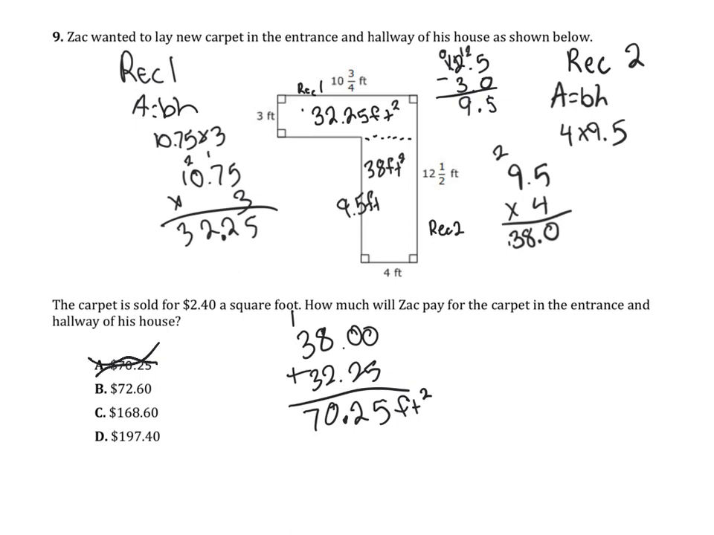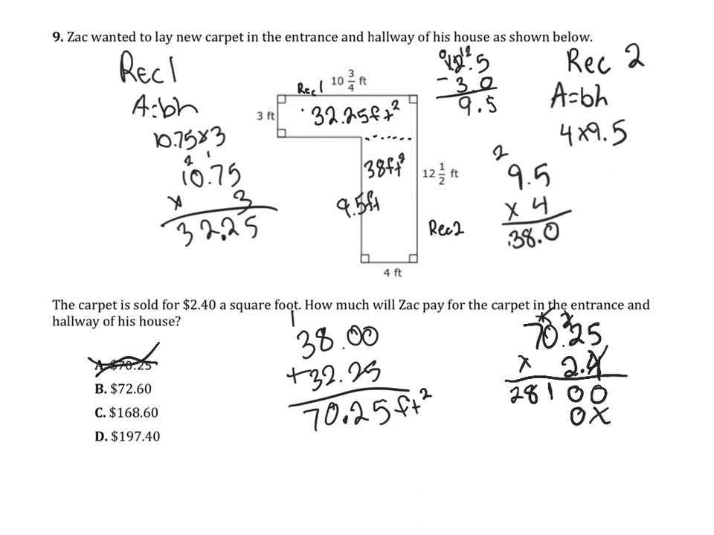Now it says the carpet is sold for $2.40 a square foot. We have 70.25 square feet. So we need to multiply 70.25. We're going to multiply it by 240. So I can just do 2.4 and it's the exact same thing. 5 times 4 is 20. Carry the 2. 4 times 2 is 8, plus 2 is 10. Carry the 1. 4 times 0 is 0, plus 1 is 1. 4 times 7 is 28. We're done with 4. X for place value.